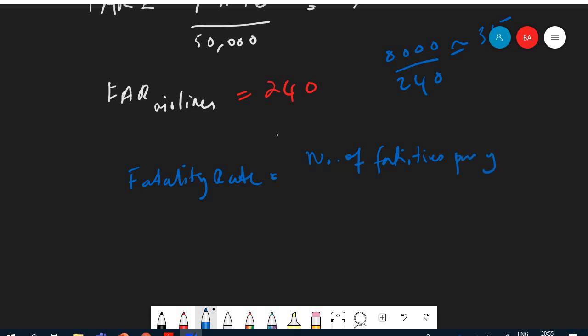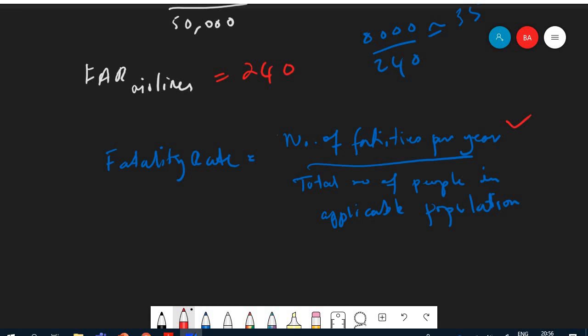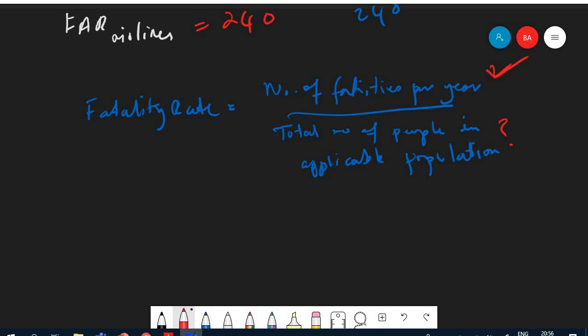And if you remember, we already have this as 4, divided by the total number of people in the applicable population. Okay, so how many people? I don't know. I have this information here, but what about that? How could I calculate the total number of people?